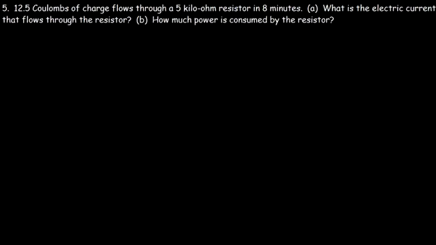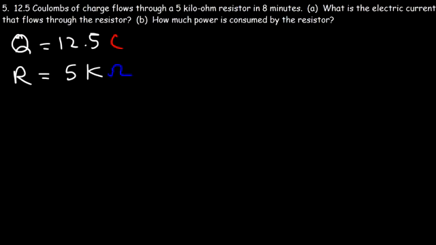Number 5. 12.5 coulombs of charge flows through a 5 kilo ohm resistor in 8 minutes. What is the electric current that flows through the resistor? So we have the charge Q. It's 12.5 coulombs. And we have the electrical resistance, which is 5 kilo ohms. And we have the time, 8 minutes.